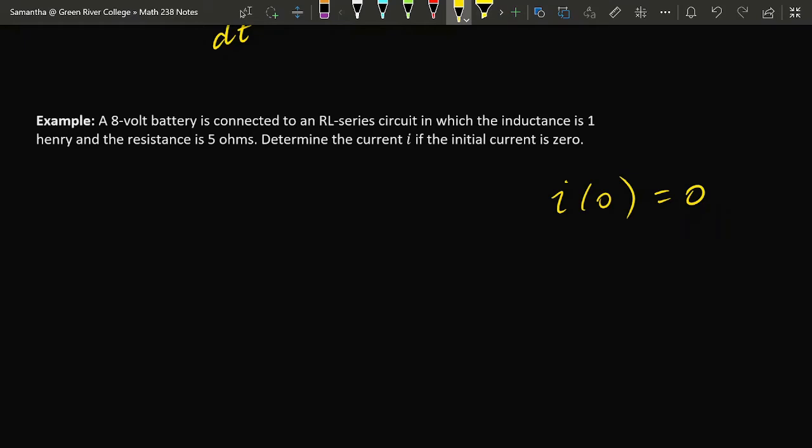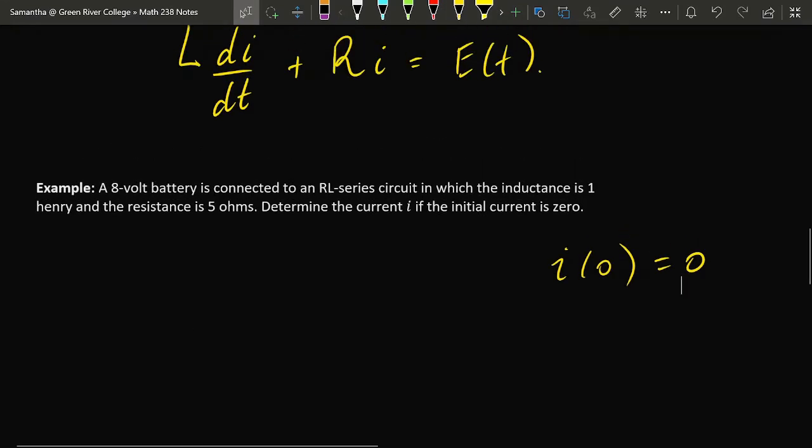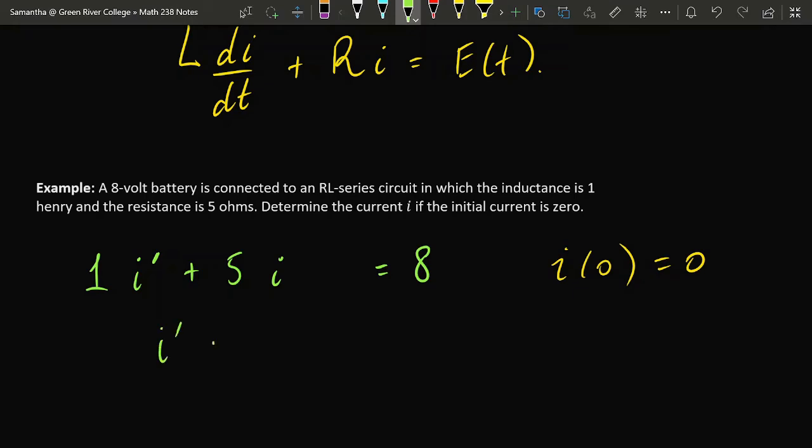The current represented by I is 0 when no time has passed. The impressed voltage, represented by E, is constant at 8. The inductance, represented by L, is equal to 1. The resistance, represented by R, is equal to 5. And we're solving this for I. So 1 times I prime is meaningless. We can just write I prime.